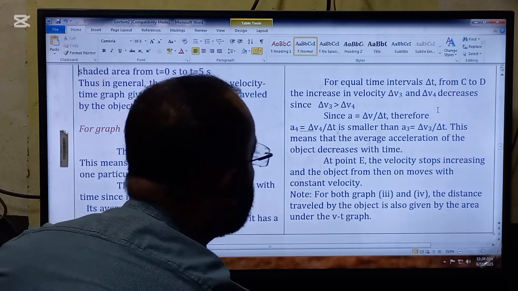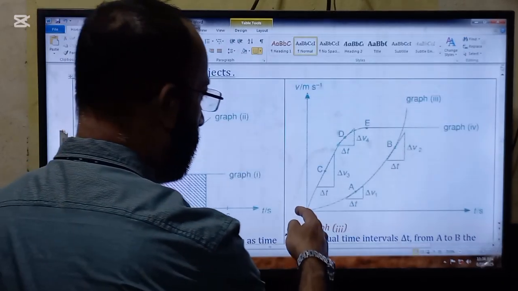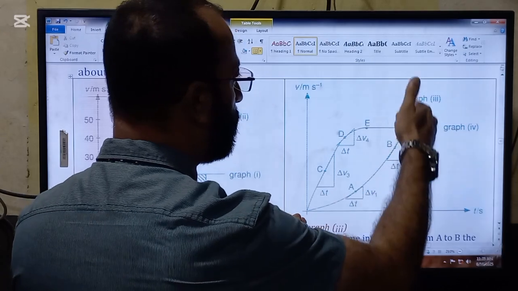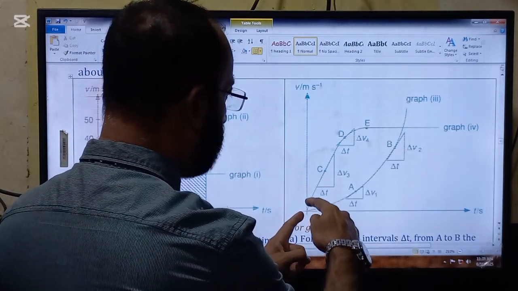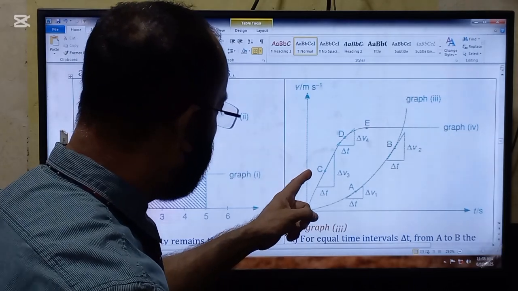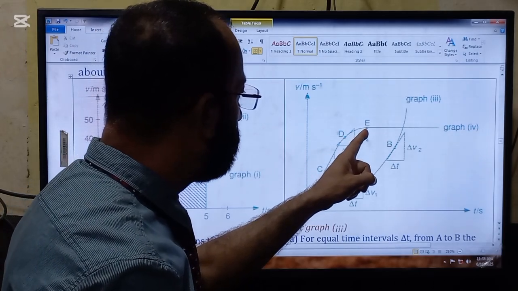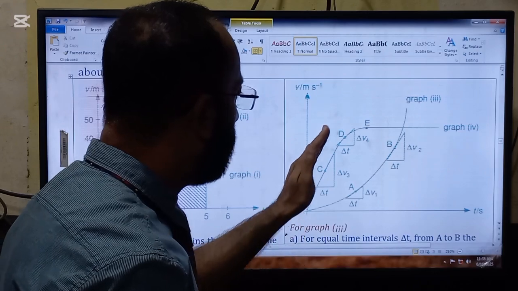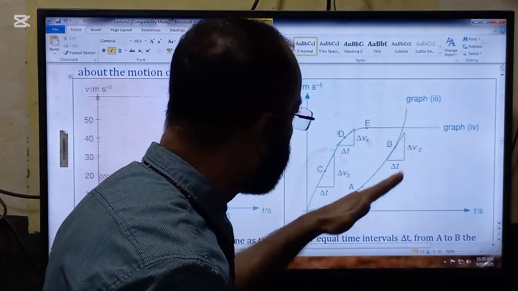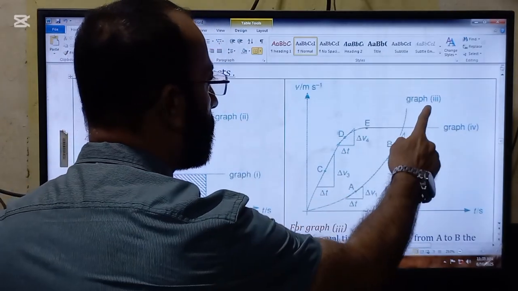Okay, now here are graphs 3 and 4. Graph 3 is of this form and graph 4 is of this form. In graph 3, the velocity is increasing and acceleration is also increasing. In graph 4, the velocity is decreasing, and acceleration is also decreasing, because at this point velocity is greater, at this point it is lesser, and at this point the velocity is constant. Here the velocity is smaller, here it is greater, so velocity is increasing, so acceleration is also increasing. And in this graph, velocity is decreasing and acceleration is also decreasing. So first we are going to discuss graph 3, that is this one.